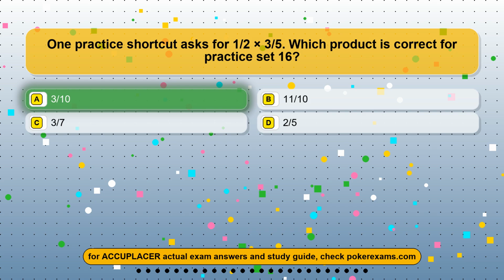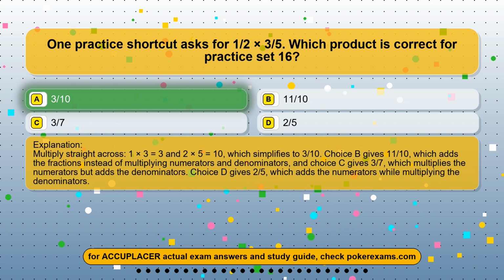The correct answer is option A, 3/10. Multiply straight across. 1 times 3 equals 3 and 2 times 5 equals 10, which simplifies to 3/10. Choice B gives 11/10, which adds the fractions instead of multiplying numerators and denominators, and choice C gives 3/7, which multiplies the numerators but adds the denominators. Choice D gives 2/5, which adds the numerators while multiplying the denominators.